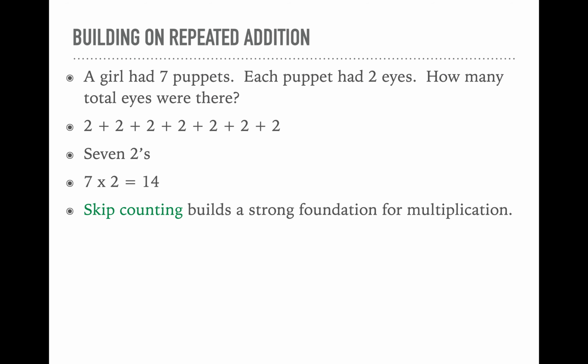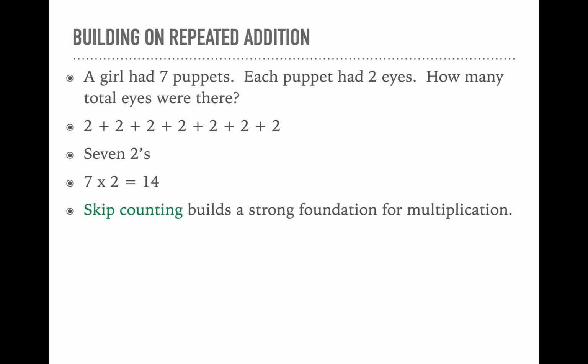So obviously with first learning, multiplication is built on and connected to ideas of repeated addition. For example, a girl had 7 awesome puppets, and each puppet had 2 eyes. Now, how many total eyes were there? Well, with addition, we could draw out pictures, and think, there's 7 puppets, each one has 2 eyes, so that's 2 plus 2 plus 2 plus 2 plus 2 plus 2. And so really we're looking at 7 2s. So multiplication just becomes a way of helping students realize that 7 times 2 is just a shorter way of writing 7 2s.